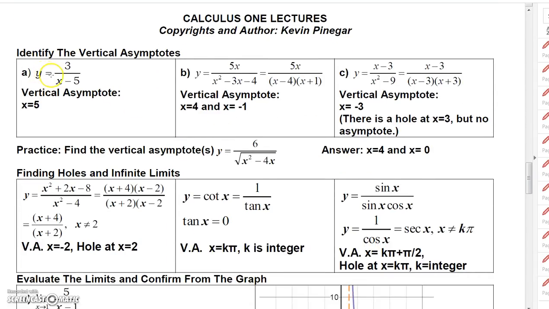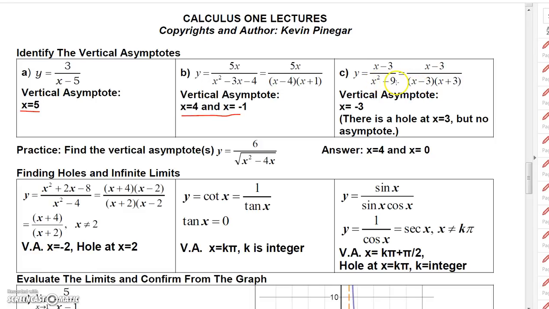So here, x equal 5 makes the denominator 0, and it doesn't make the numerator 0, so x equal 5 is a vertical asymptote. In this rational function, a lot of times you have to factor the denominator. Well, this factors into x minus 4 times x plus 1. Well, x equal 4 and x equal negative 1 make the denominator 0, so those are the vertical asymptotes.